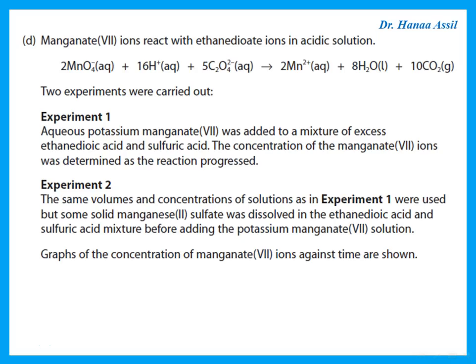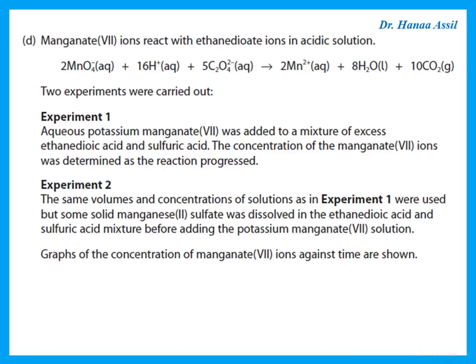Manganate ions react with ethanedioate ions in acidic solution, and he gives me the equation. And he says two experiments were carried out. Aqueous potassium manganate was added to a mixture of excess ethanedioic acid and sulfuric acid. The concentration of the manganate ions was determined as the reaction progressed.